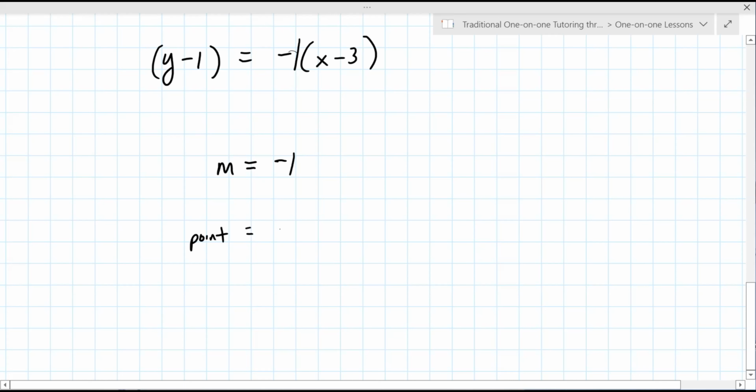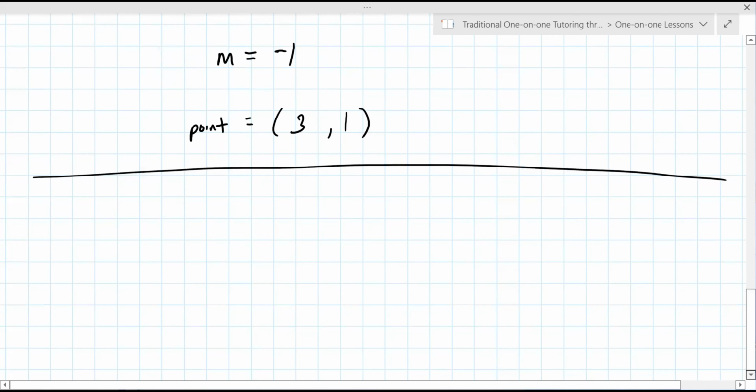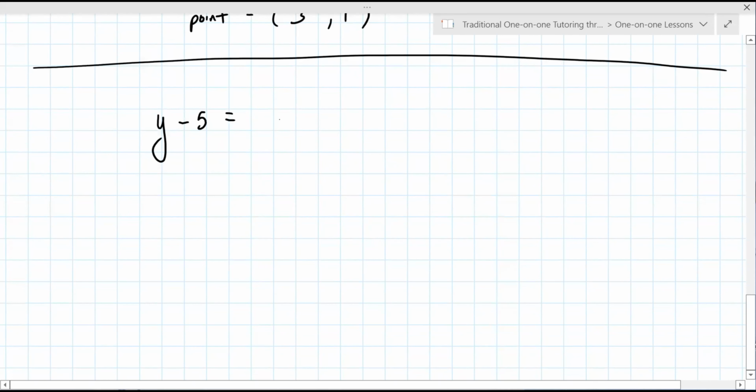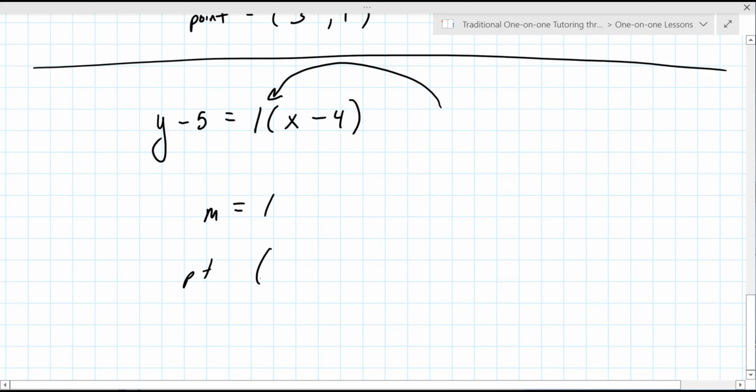Give me the point. Make sure you give it to me as an ordered pair, x comma y. It's the number on the right followed by the number on the left. 3 comma 1. Good. All right, let's do another one here. Okay, what is the number that is written in front of the parentheses? 1, but it isn't written. There's a 1. So if I don't write anything, there's still a number there. What is the slope? 1. Good. What is the point? 4, 5. Good.